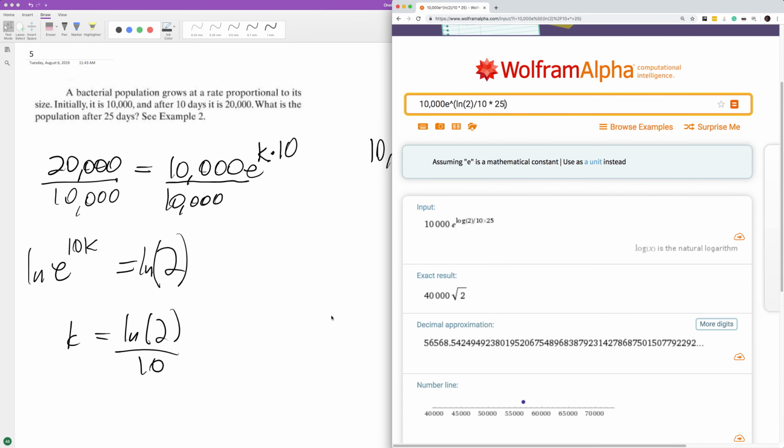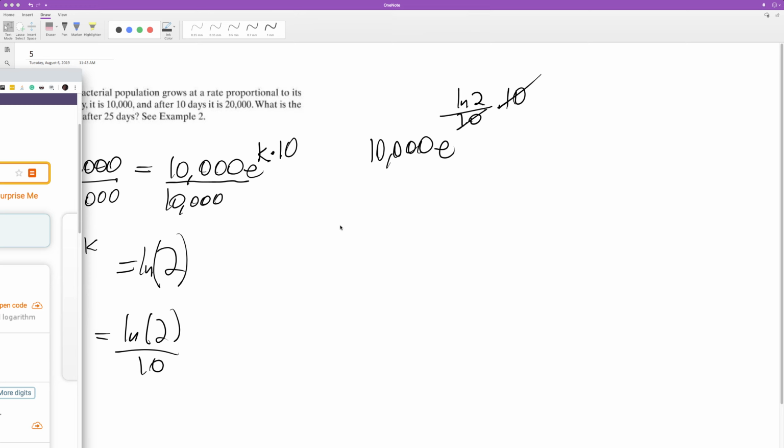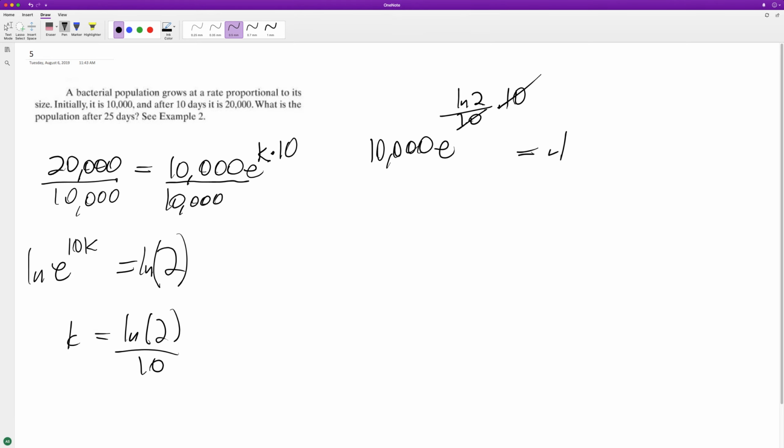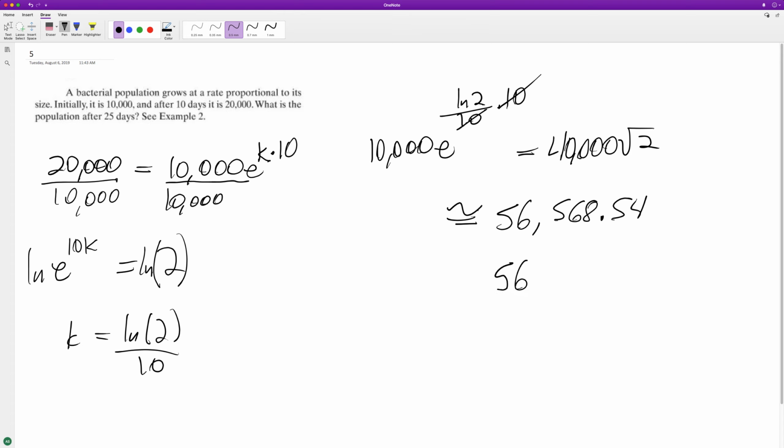So this ends up being equal to 40,000 root 2. And if we want an approximate result, we'll round up to the nearest bacterium. So we have 56,568.54, round up to the nearest one. Well, yeah, round up. So 56,569 bacteria.